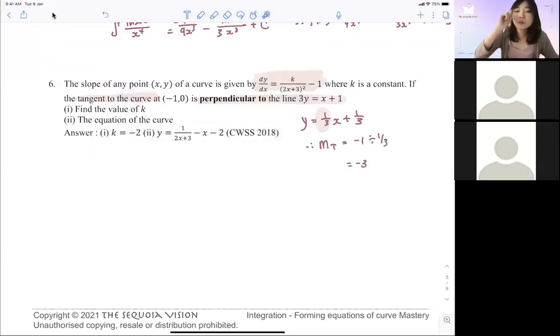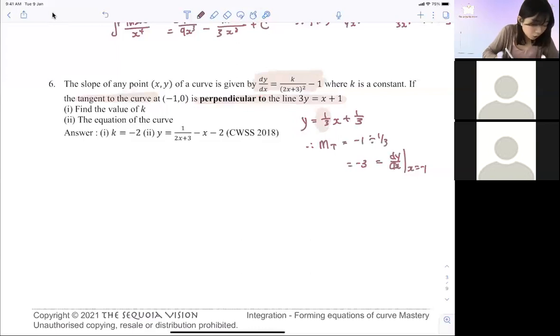Can anyone tell me, gradient of tangent is also known as what? dy over dx. Yes, very good. The gradient of the tangent is the same as the gradient of the curve. So the gradient of the tangent is also known as dy over dx. But in this case, not at every point, only at this point, so when x is equal to -1.